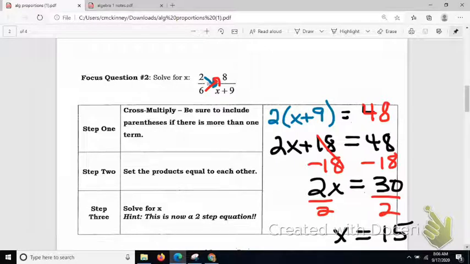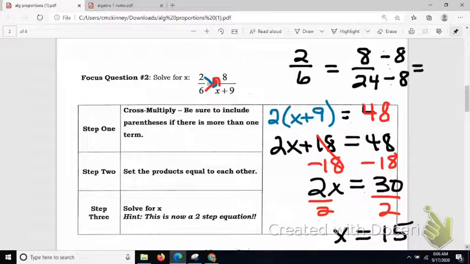All right, and if I plug it in, 15 plus 9 would be 24. So we're saying that 8 over 24 is the same thing as 2 over 6. So I can cross multiply to check. I could also reduce this. If I reduce it, this is 1/3. Those are dots for divide. They're not showing up very well. And if I reduce this by 2 over 2, this is also 1/3. So yes, they are equal. So our x is equal to 15.